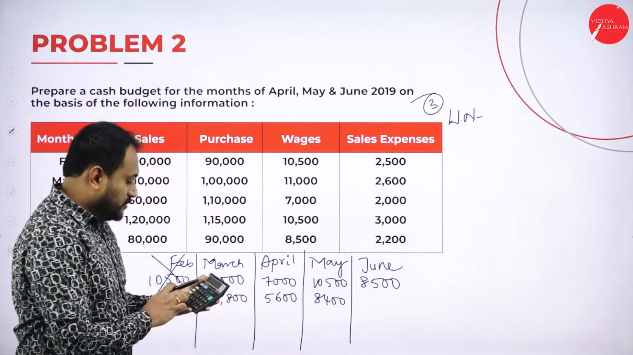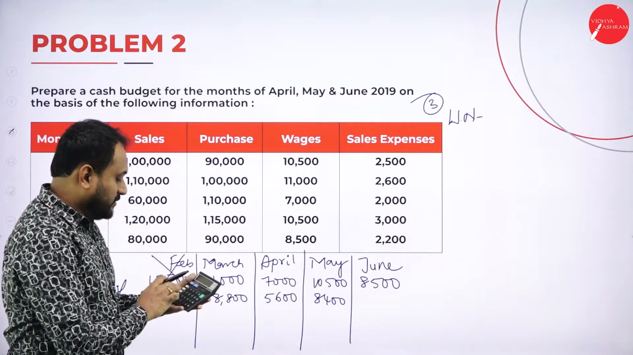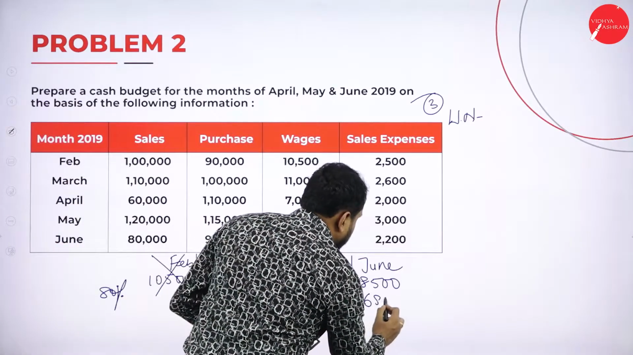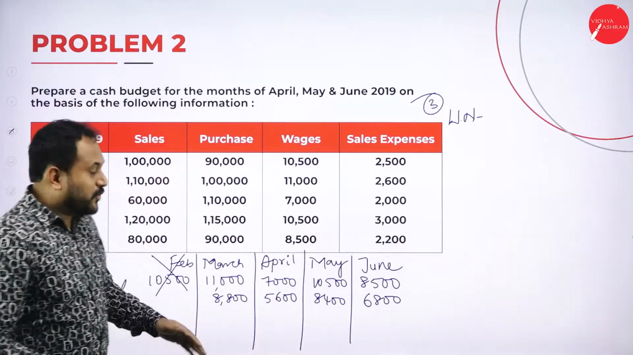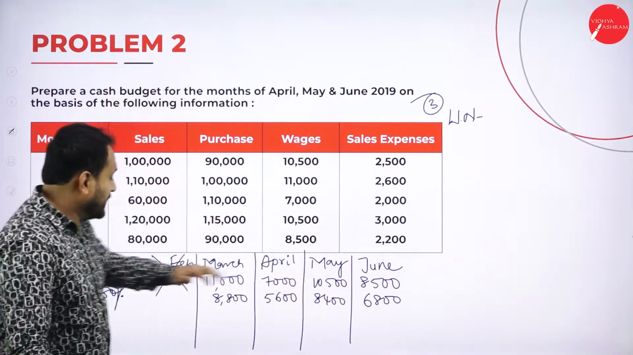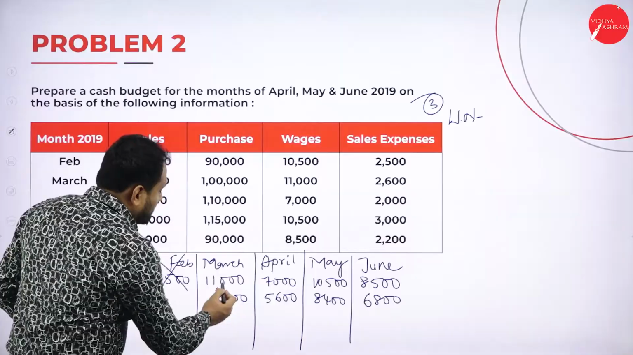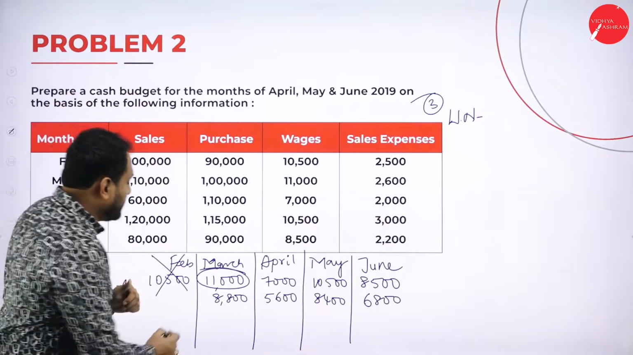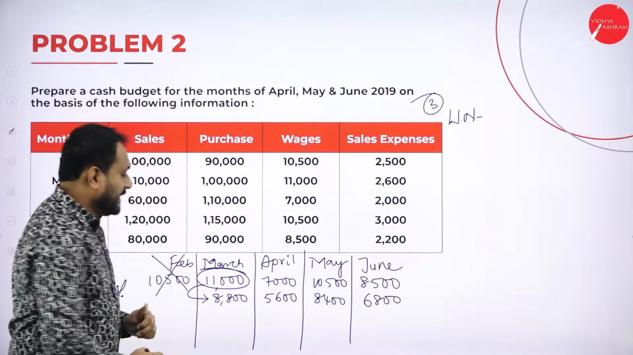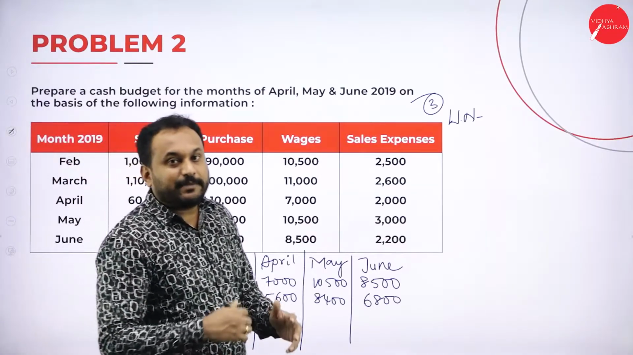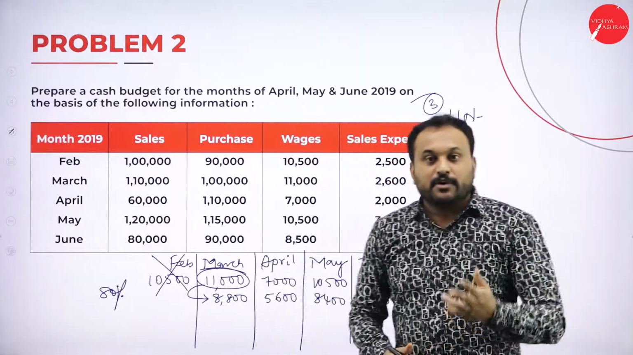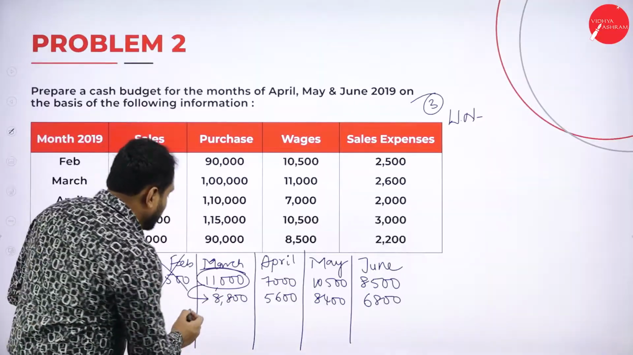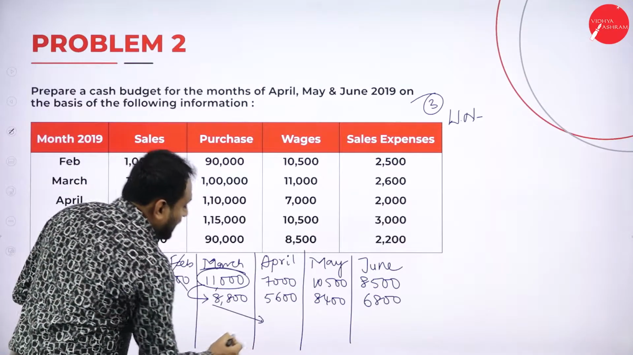8,400. Then June is 8,500 into 80%. That is 6,800. Now we got this 80% conclusion. Now understand. March, I was supposed to be paid 11,000, but they have paid how much? Only 8,800. So what is the remaining amount? That is the 20%. When will they pay? They'll pay in the month of April. So that's the reason I need to wait for the April amount.